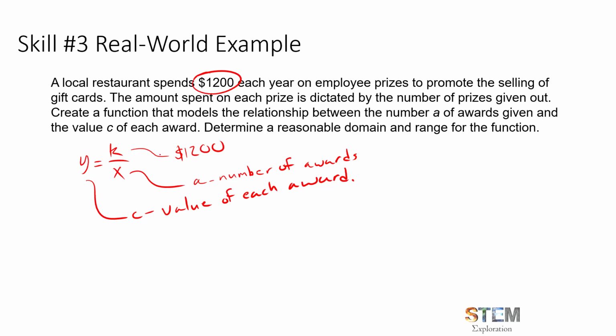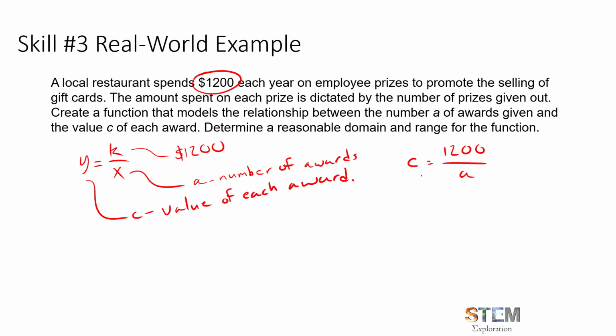And so based on this, we can just plug these in, and the function that would model this relationship would simply be C is equal to 1200 all over A. Where, if you have 10 awards, the cost of each reward is going to be 120 bucks. If you have 100 awards, the cost of each reward is going to be $12. And so it lends itself really nicely to this specific modeling. If you want to compute this out or have a graph of it, it's going to look like these reciprocal family graphs that we've been drawing.